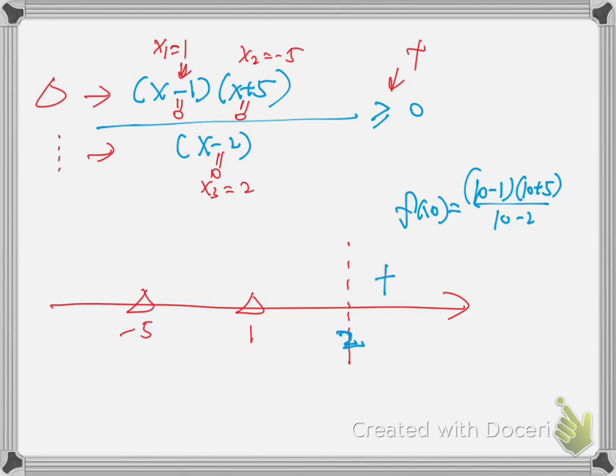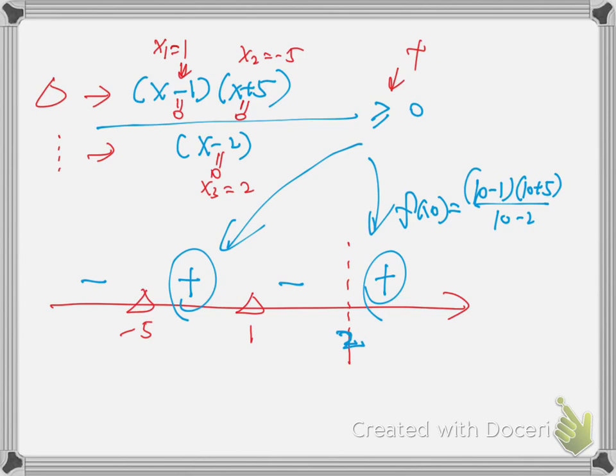So now we switch for linear factors. They are all linear, right? So this is negative, positive, and then negative. And the solutions are the positive part. So we get two solutions: from negative 5 to 1, and from 2 to positive infinity.